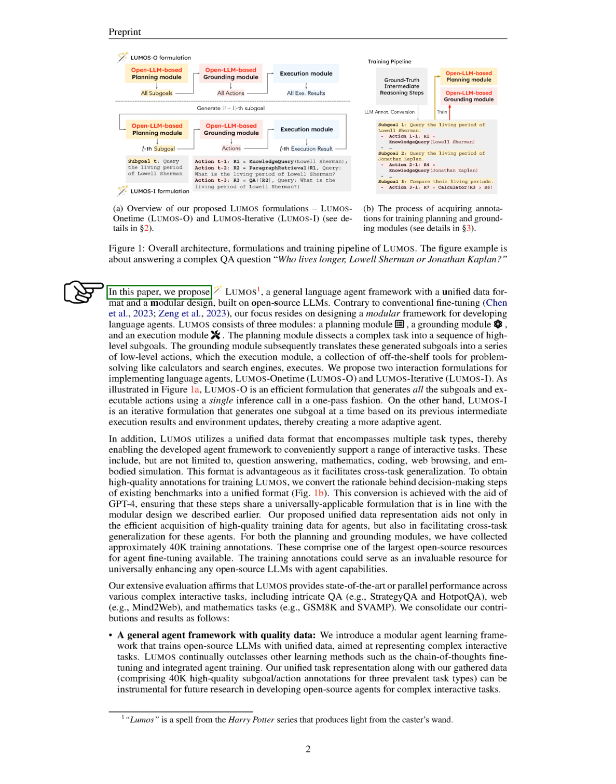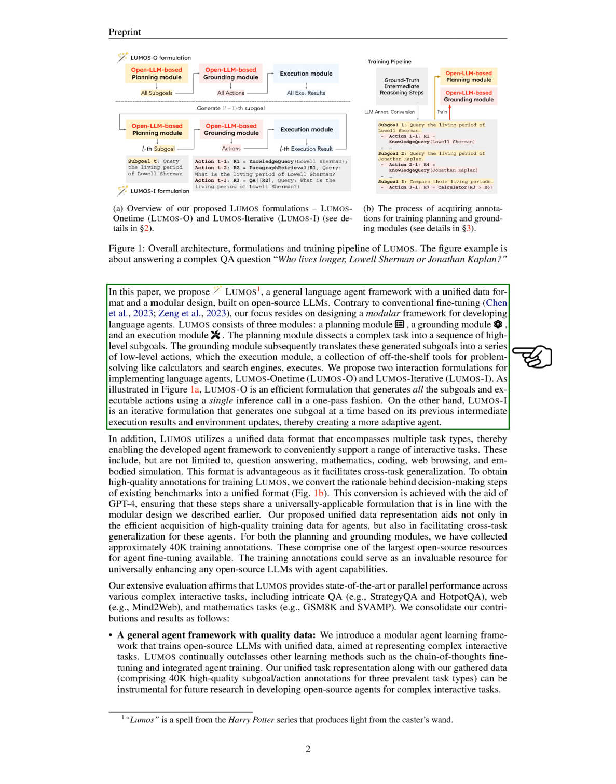Unlike traditional fine-tuning methods, LUMOS focuses on creating a modular framework. It consists of 3 modules: a planning module that breaks down complex tasks into high-level subgoals, a grounding module that translates these subgoals into low-level actions, and an execution module that carries out these actions using tools like calculators and search engines.